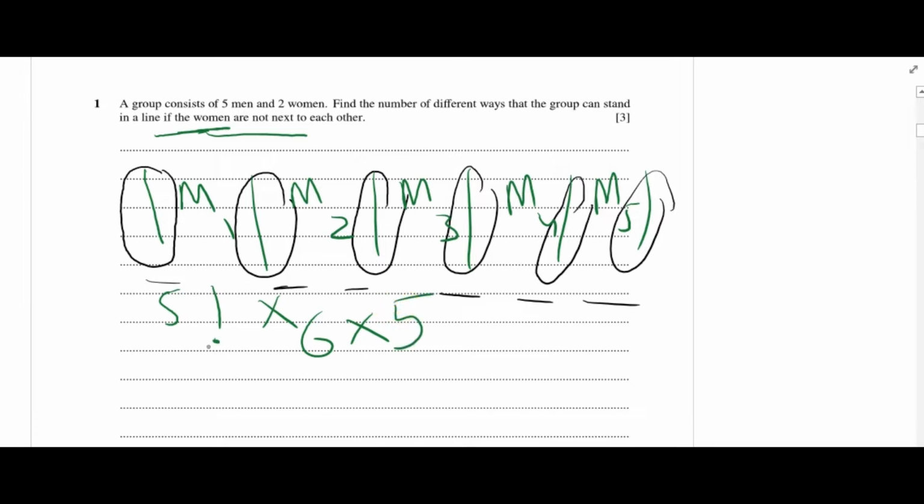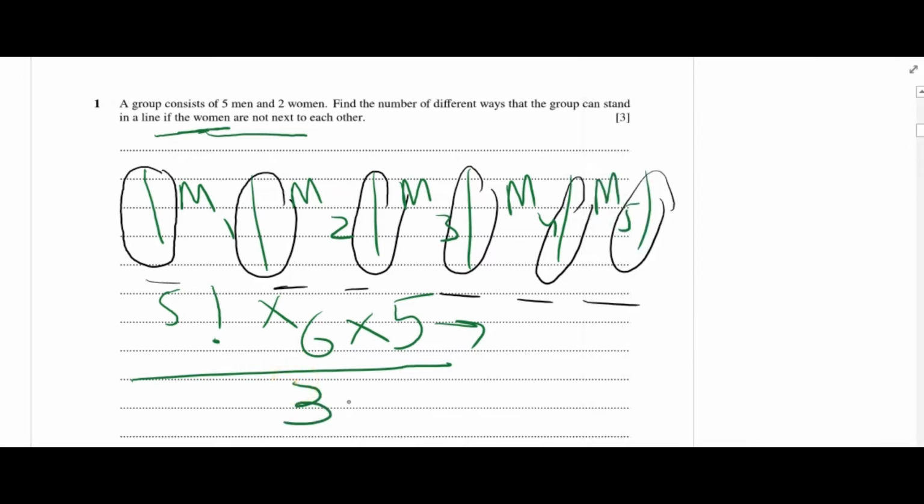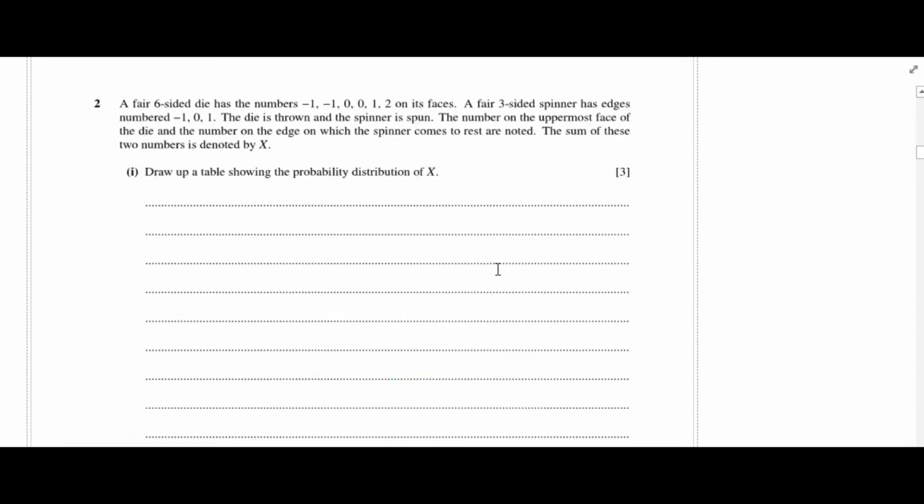So when you multiply these 3 numbers, you get the answer: 5 factorial multiplied by 6 multiplied by 5. So your answer is 3600.